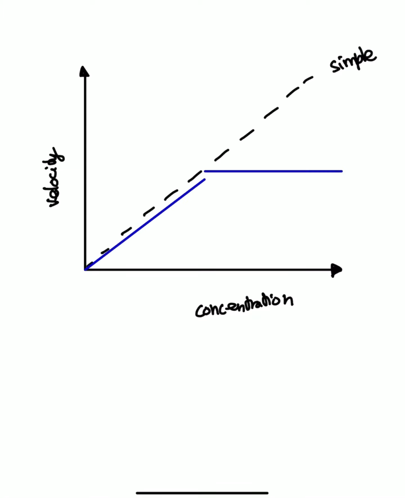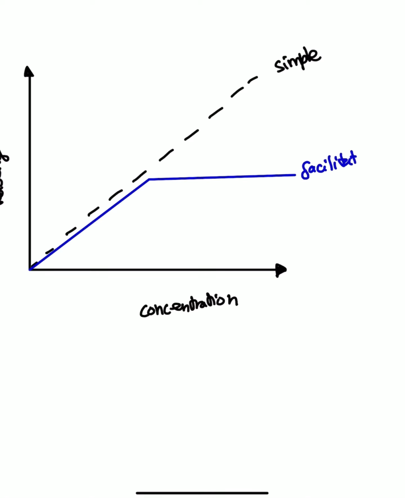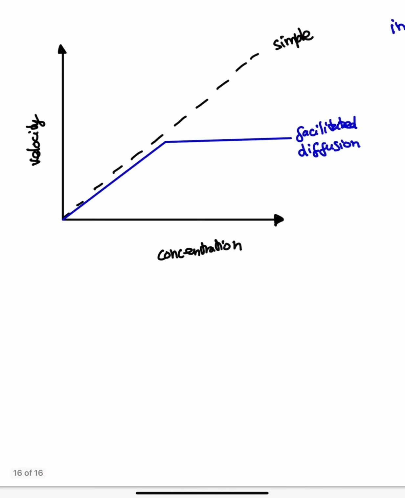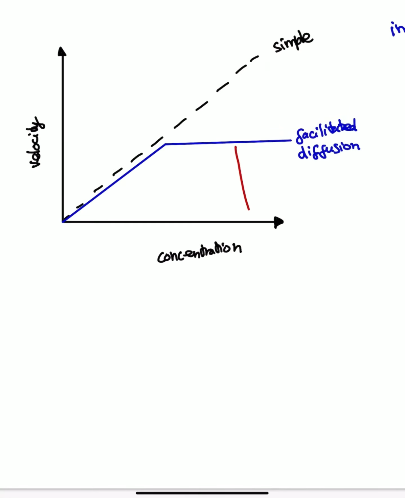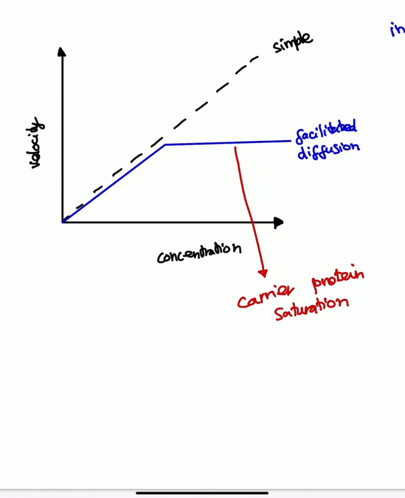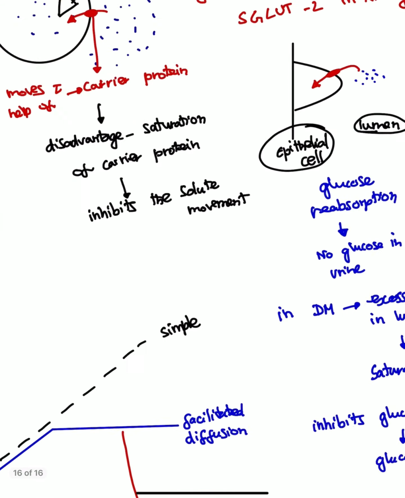Whereas if you see the blue graph, which is for facilitated diffusion, initially there is an increase in rate of diffusion as there is an increase in concentration, but after a point, even if concentration increases, the rate of diffusion will not increase. It will reach a plateau, and the reason is saturation of carrier protein.